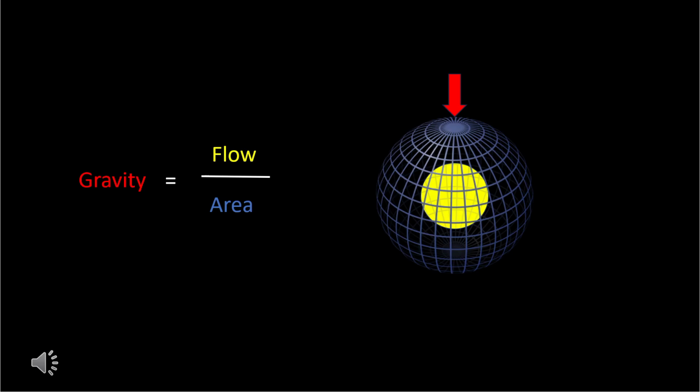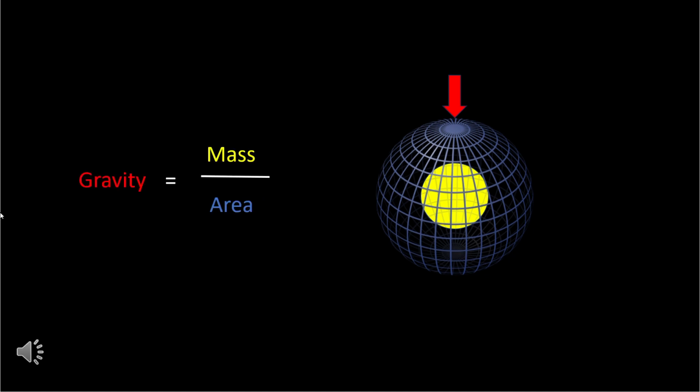So we can say that gravity is equal to the flow of space divided by the surface area through which that space must pass. We can say that gravity is equal to Vxm divided by 4 pi r squared. We can say that gravity is proportional to the mass divided by the surface area.